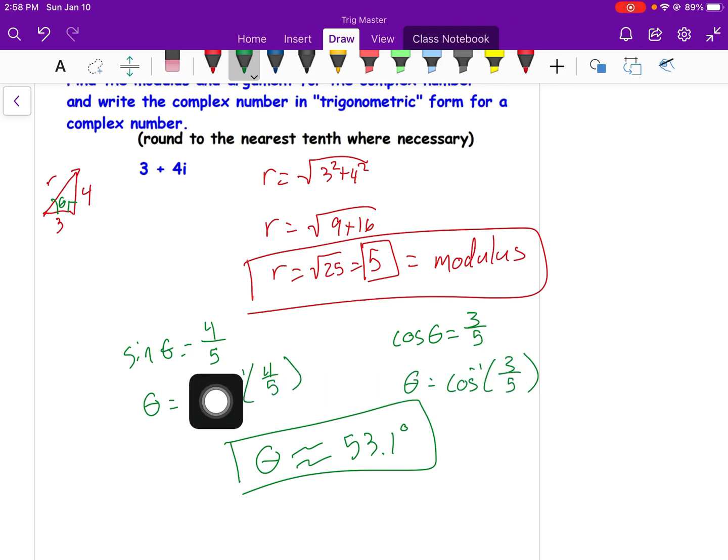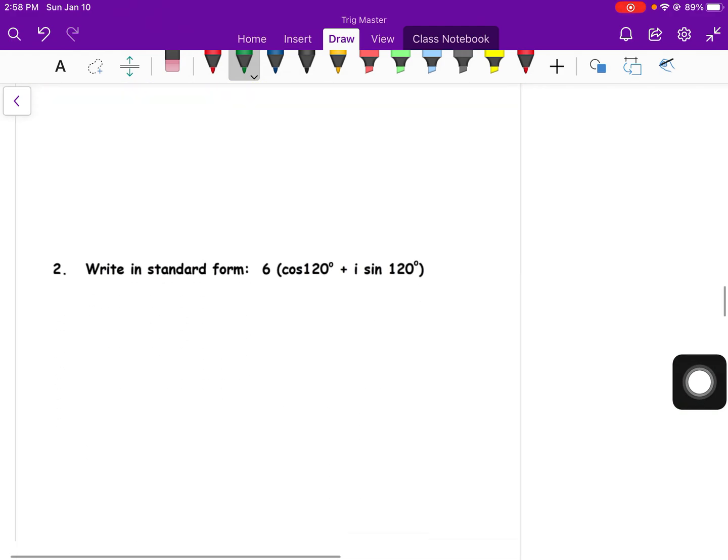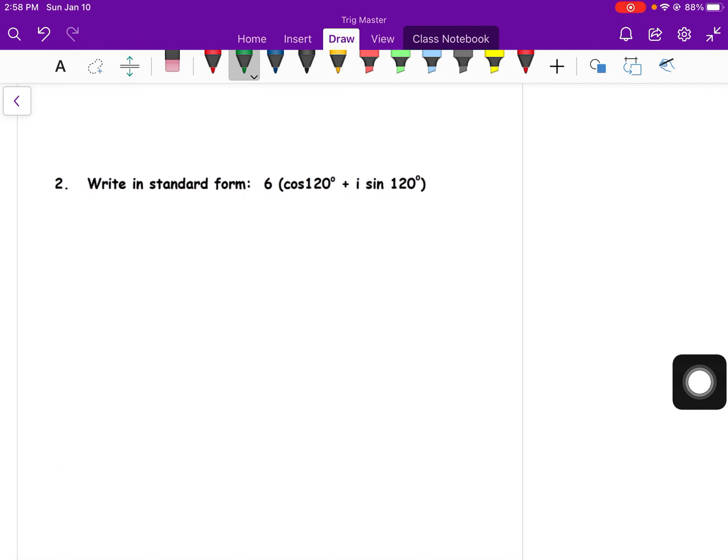Make sure you find the one that works for both of them. So number 2, we are going to write this thing in standard form. All right, so this is in our complex trig form. So z is equal to r times cosine theta plus i sine theta. And that's the same thing as z is equal to a plus bi.